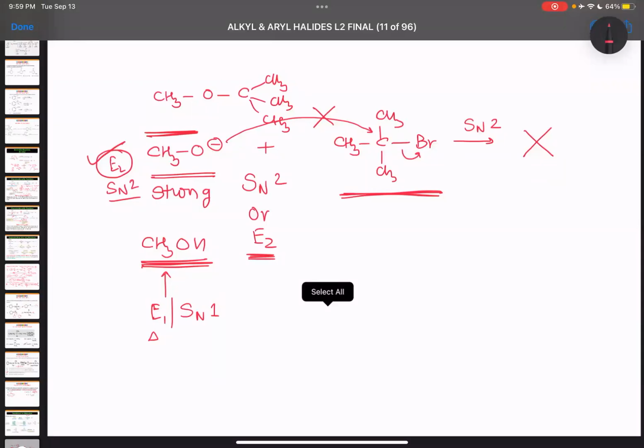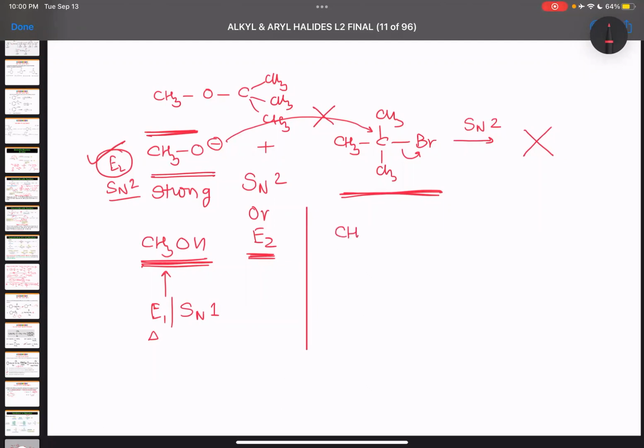So let me show you one example. This one only. So how much are you getting? Tell me. If you are not getting, do let me know. Okay, don't worry. So here SN2 can happen or not? First tell me this. SN2 can happen or not?